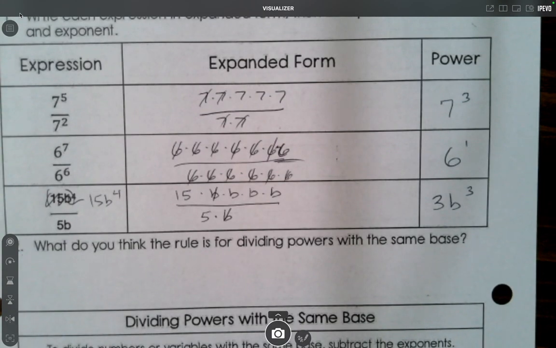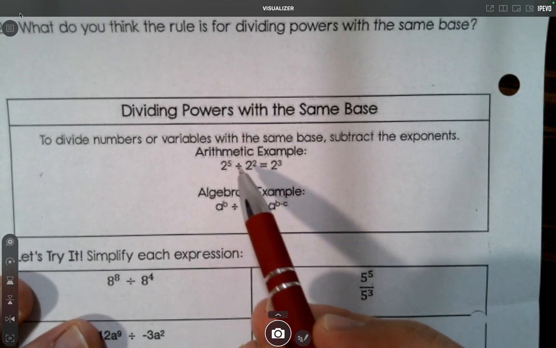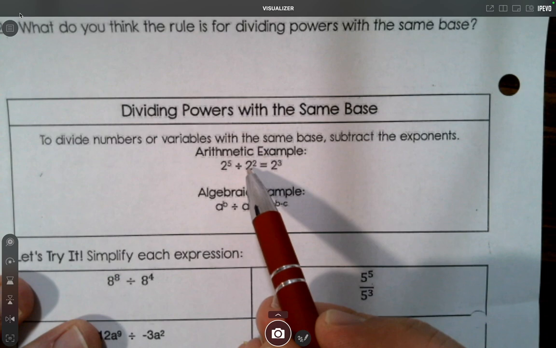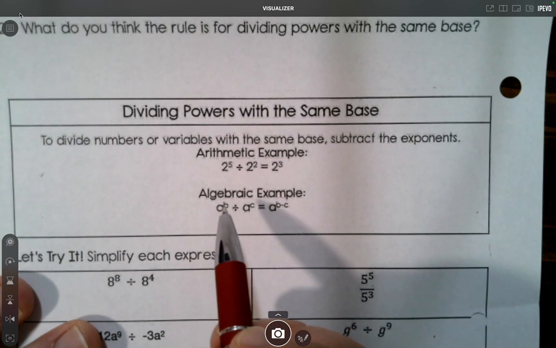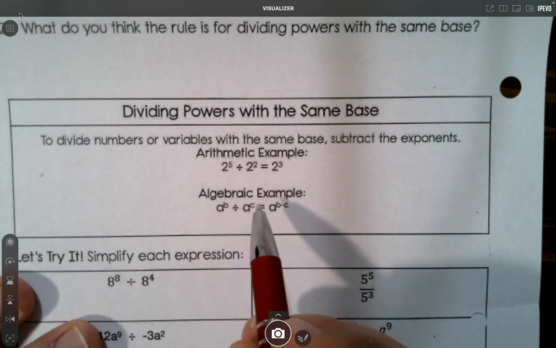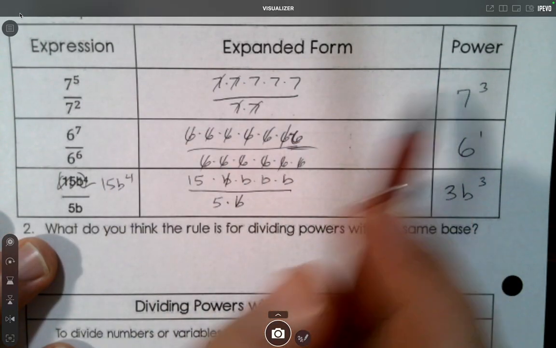So you may have figured out the pattern already, but in case you haven't, take a minute to look at it. Remember, when we were multiplying, we added the exponents together. So when we're dividing, we will subtract the two exponents. So if we have 2 to the 5th divided by 2 squared, we do 5 minus 2 is 3. So here's the generic way to write it. If you have something raised to the b power divided by something raised to the c power, you just subtract b minus c.